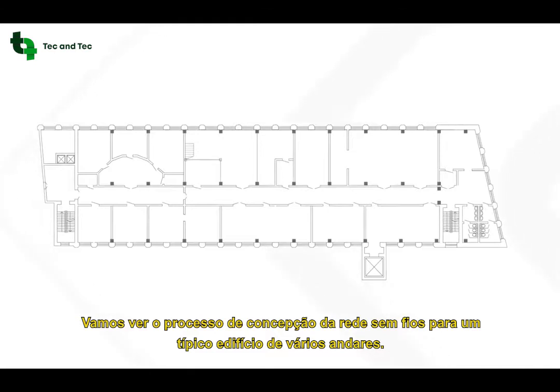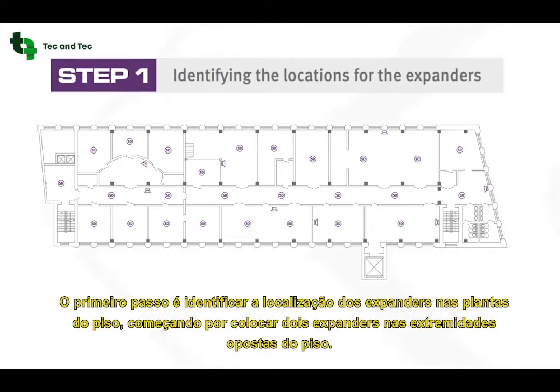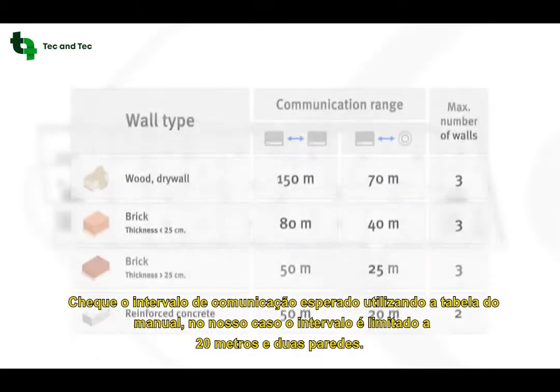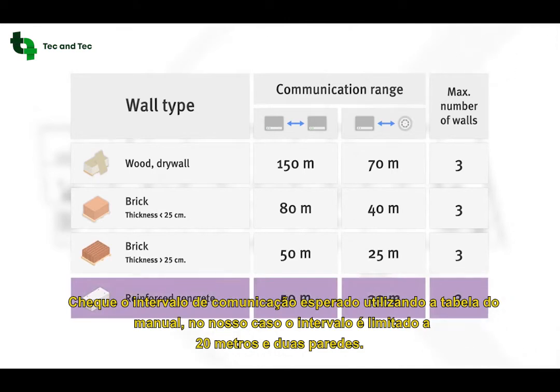Let's have a look at the process of designing the wireless network for a typical multi-storey building. The first step is identifying the location of the expanders on the floor plans. Start by putting two expanders on the opposite ends of the floor. Next, check the expected communication range using the table from the manual. In our case, the range is limited to 20 meters and 2 walls.